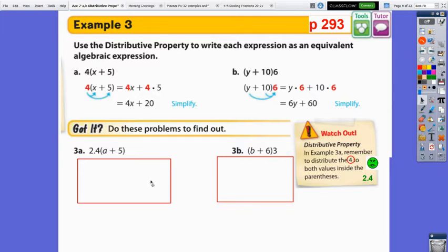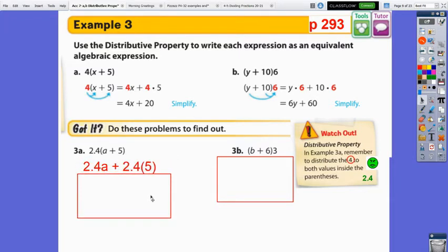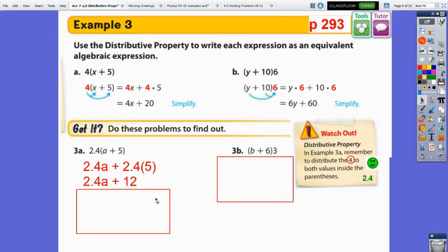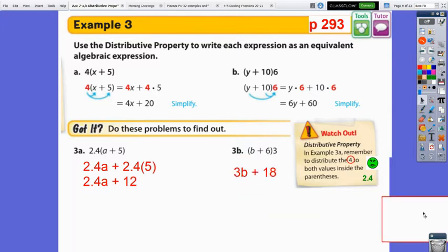Letter A: 2.4 times a plus 2.4 times 5. And to do 2.4 times 5, you can do that with the distributive property also. It's 5 times 2 plus 5 times 0.4. That will be 10 plus 2. So it's 2.4a plus 12. That is my final answer. Letter B, 3b plus 18.